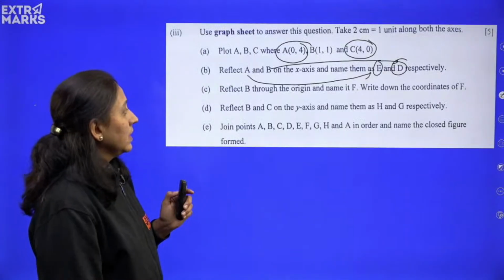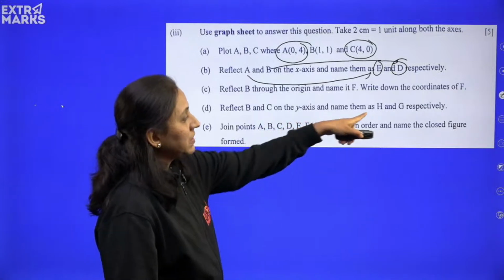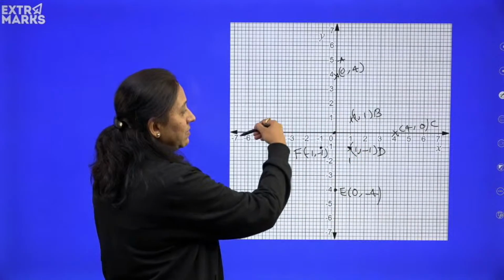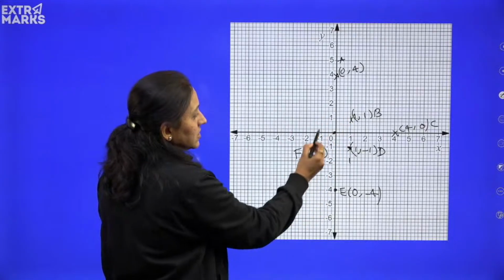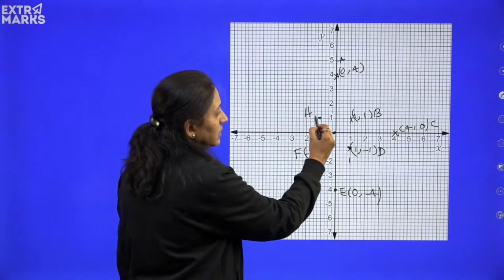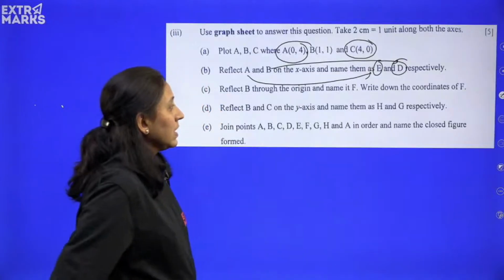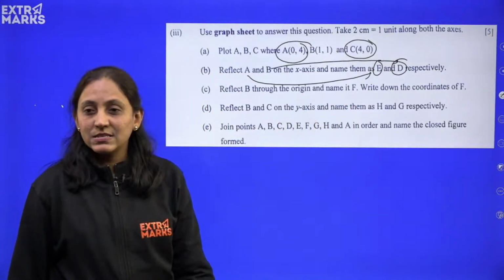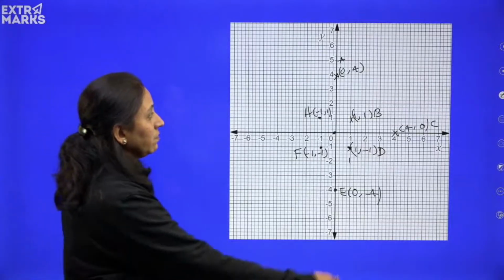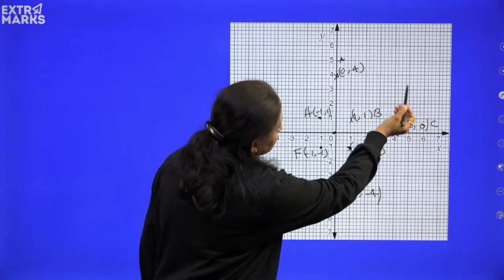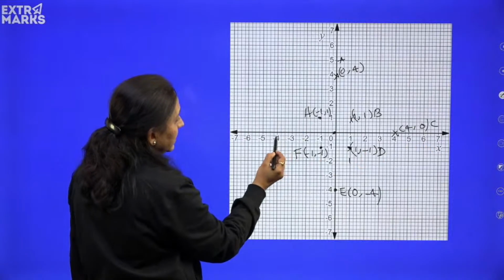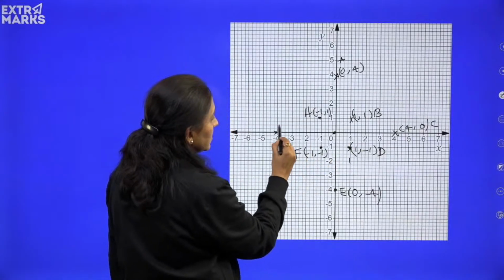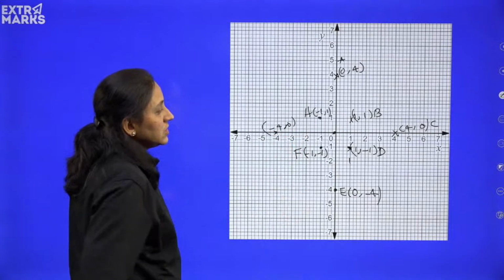Then reflect B on the y-axis and name it as H. This will be minus 1, 1, which we call H. And C on the y-axis will be G here, minus 4, 0. So these are the points.